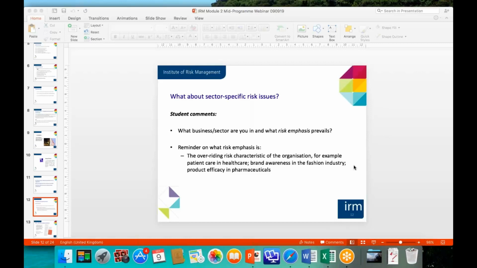You're starting to think about the sector or the industries that you're in and the prevailing risk emphasis. I think it's really important to look across the fence as well into other sectors, because they drive the work that you do on risk management and control management.